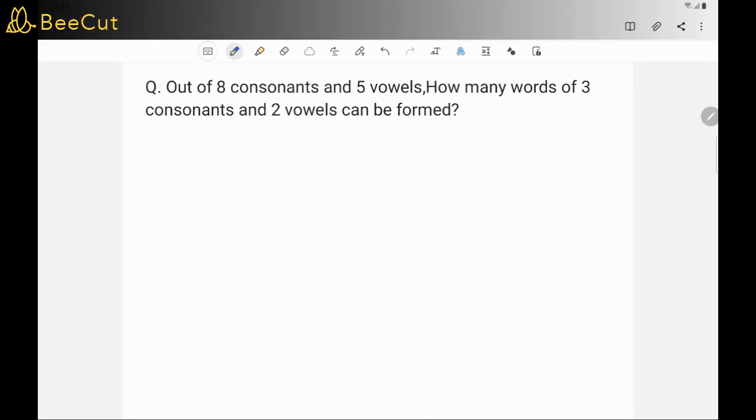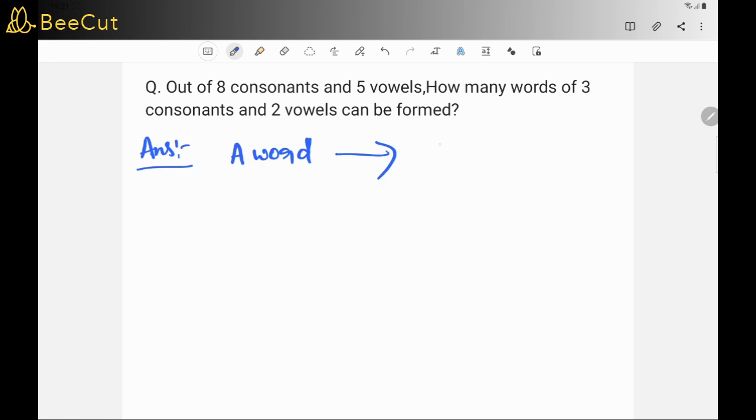Hi, today we are going to look at a few more questions from the topic permutation and combinations. So let us start with this question. This question states that out of 8 consonants and 5 vowels, we have to form words that contain 3 consonants and 2 vowels.